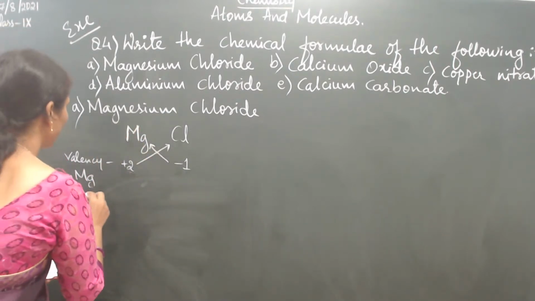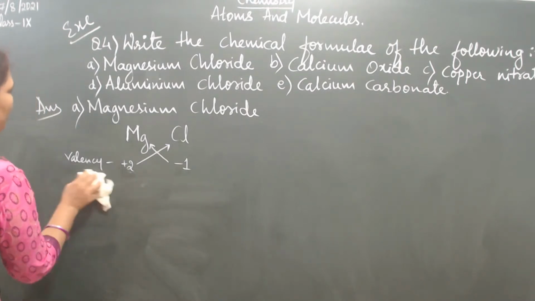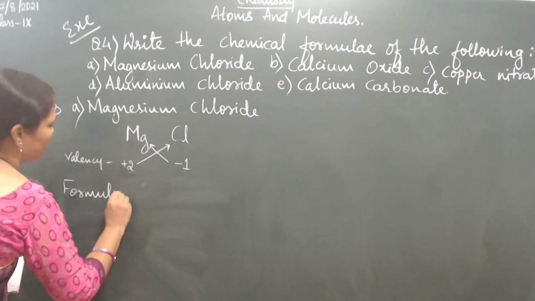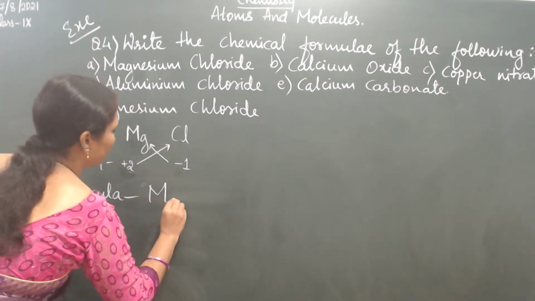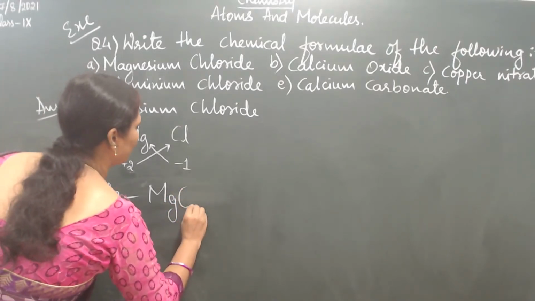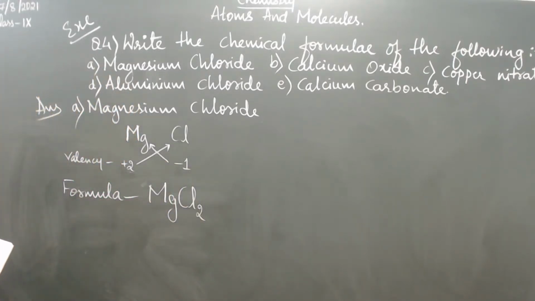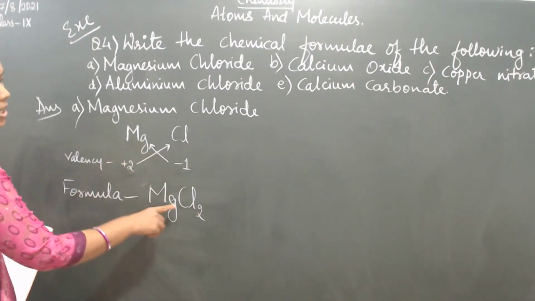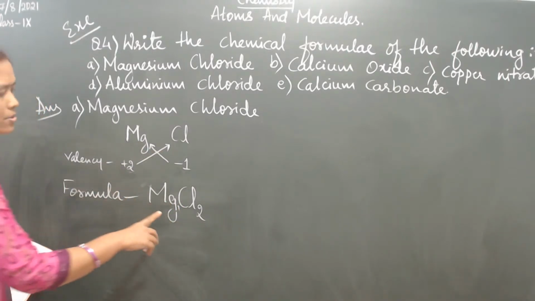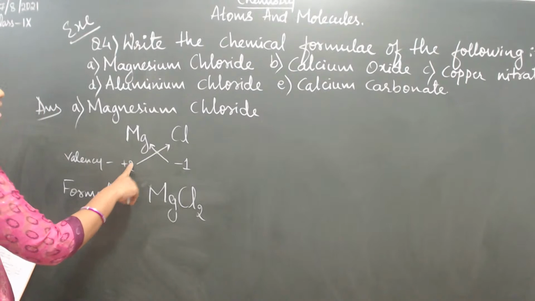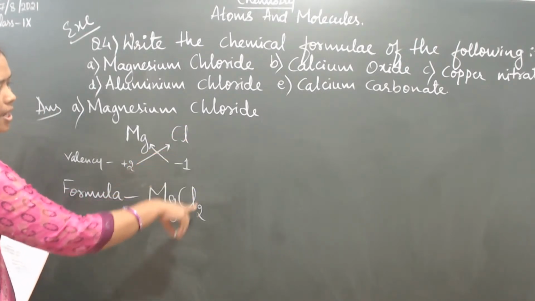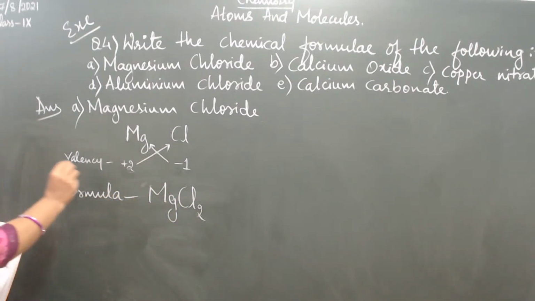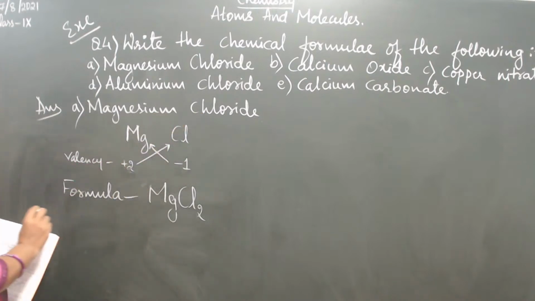So here how are we going to write the formula of the magnesium chloride? The formula comes like this. Here we have to write like this: MgCl2. Okay. So MgCl2. Here 1 is there, but nothing means it is understood as 1, so we need not write this 1. And this 2 will go for the chlorine, and it will become a chloride. So MgCl2 is the chemical formula for magnesium chloride.